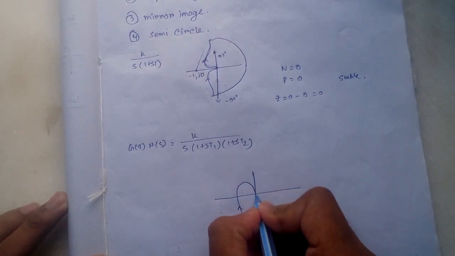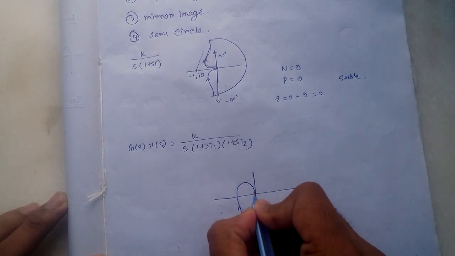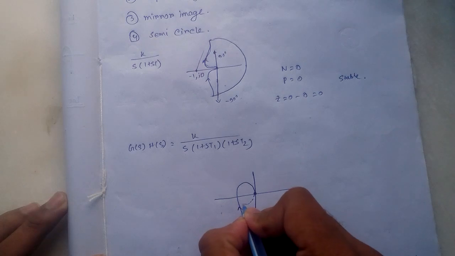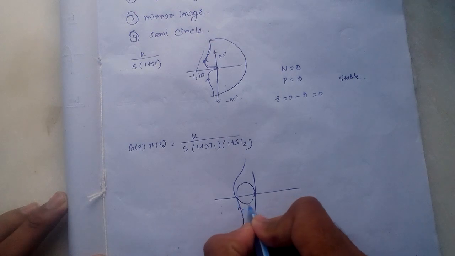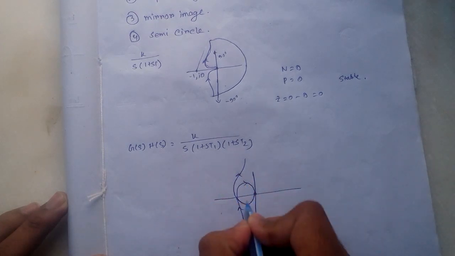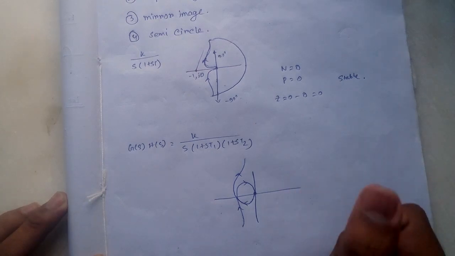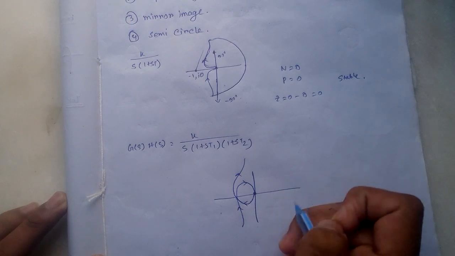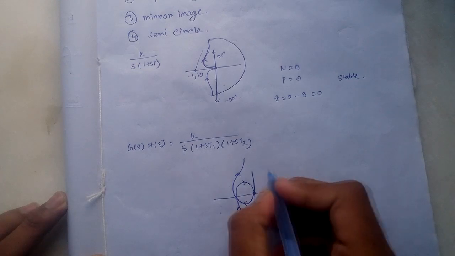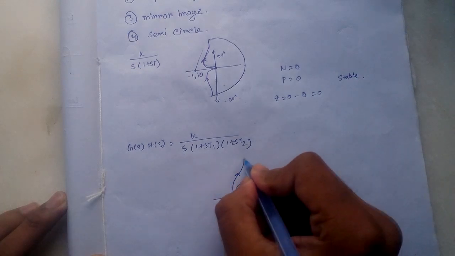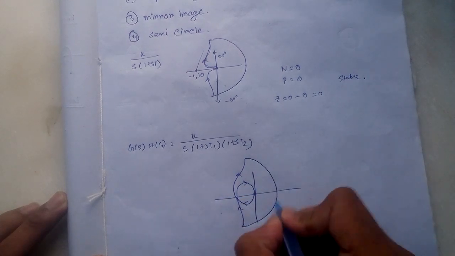First, we map the origin. After that we make the mirror image of this, so the mirror image will look like this. After that, what we have to do is draw the semicircle. Here we can see that the system is of type 1, so one semicircle will start from here and it will end here.